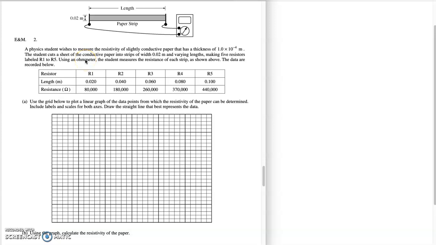All right, E&M 2012, number 2. This gives us a voltmeter, or I suppose this actually is an ohmmeter, and a strip of paper that can conduct electricity a little bit.